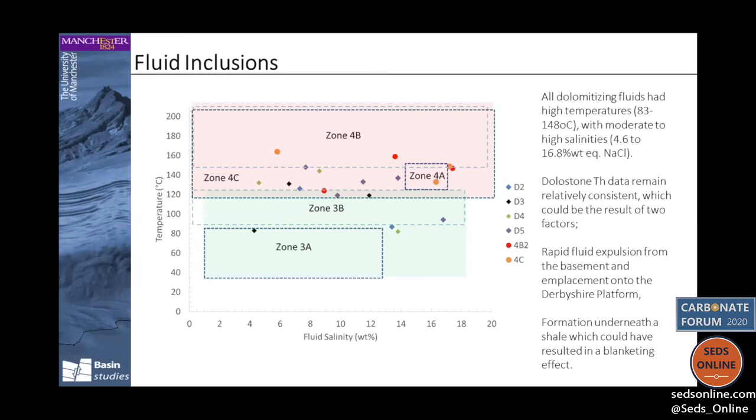There's a range in the salinities across all of the dolomite phases, and the relatively consistent temperatures could either result from rapid fluid expulsion from the basement and then emplacement onto the Derbyshire platform, indicating that the 4 phases are very close to each other in formation, or potentially a blanketing effect from formation under a shale.